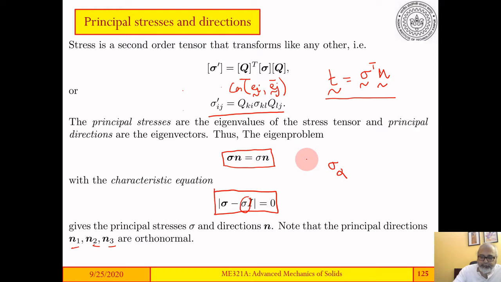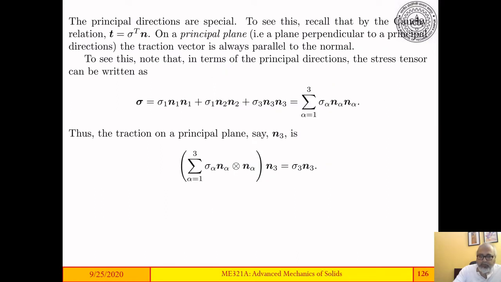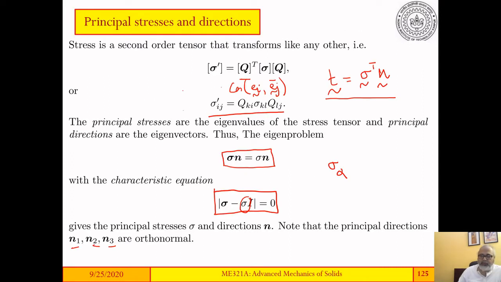We have noted this before, that the eigenvectors are orthonormal, which means that they form a bona fide coordinate system. So if I transform these equations, if I find Q such that I go from the XYZ system to the system spanned by n1, n2, n3, then I get the components of sigma prime to be diagonal. And these diagonals turn out to be the eigenvalues themselves, or the principal stresses themselves.